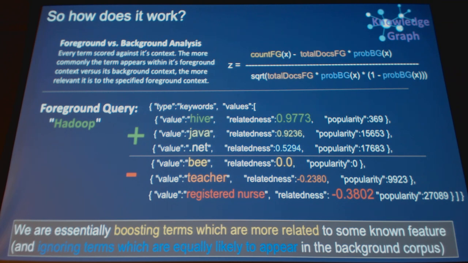I was just about to say, there's an aggregation in Elasticsearch called significant terms. Yep, I'm familiar with that. It's kind of similar to what it does in terms of foreground versus background analysis. It is similar. It's a little bit different, but I'm not going to go into that.